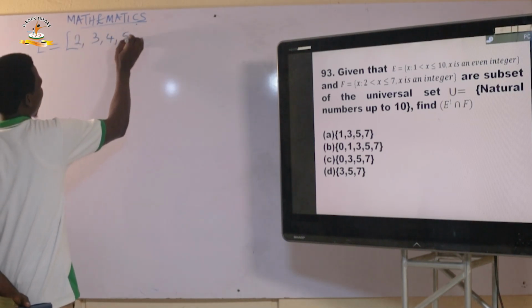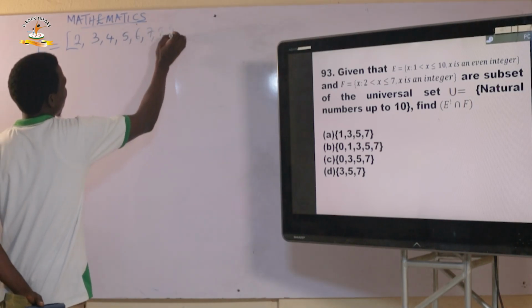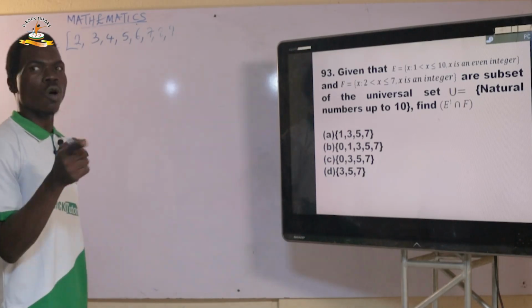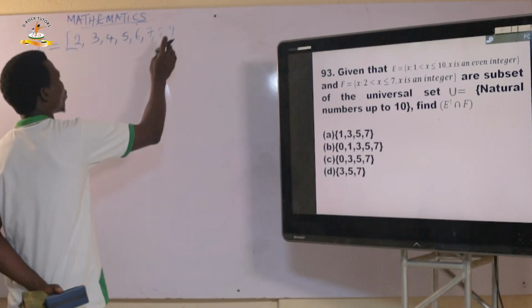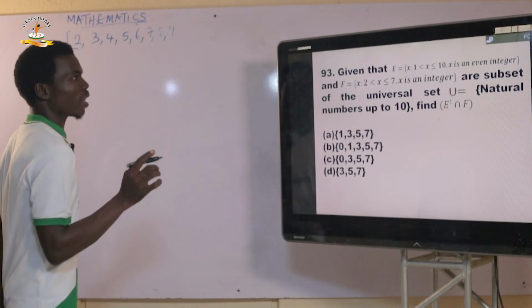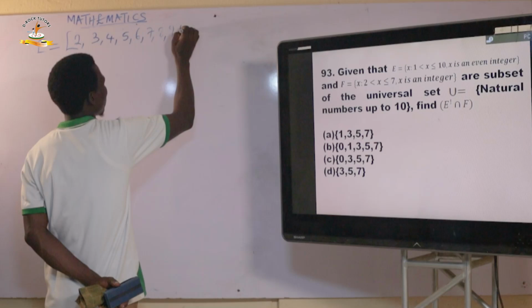4, 5, 6, 7, 8, 9. But if we look at the last statement, it says or equals to 10. So we are going to include 10. If it had said less than 10, we would have stopped at 9. Since it is less than or equal to 10, we put 10.